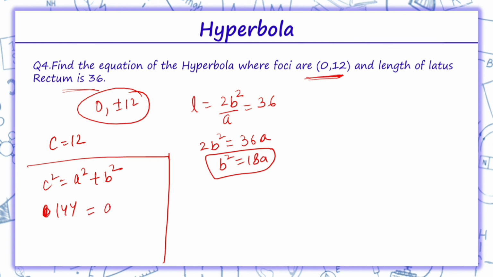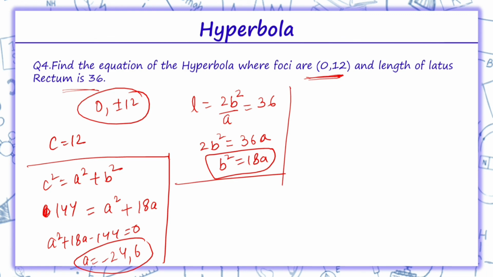So 144 equals a square, and in place of b square we will write 18a. Thus we have a quadratic equation. On solving this quadratic equation, we will get the values of a: minus 24 and 6. So we will take a as 6, and then b square will be 18 into 6. Thus the value of b square will be 108.